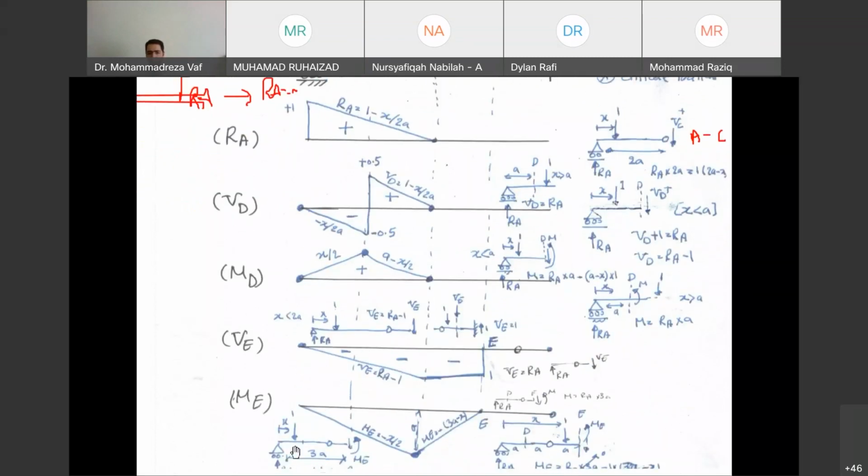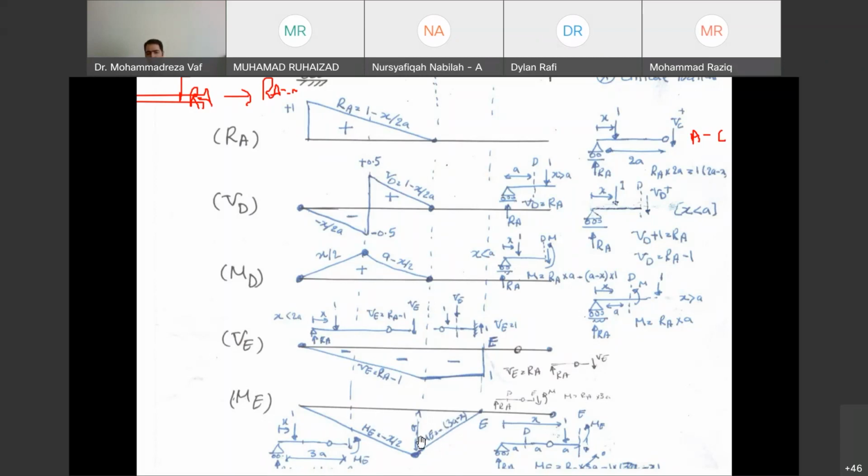So this is the condition that you can see. When the load is before point E, we have RA multiplied by 3A minus X equals ME. So again, we can calculate ME based on RA. After that, when you don't have this load, you just say that RA multiplied by 3A equals ME, and you can get this one.